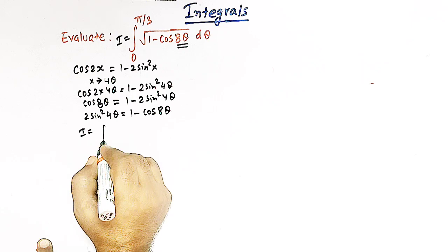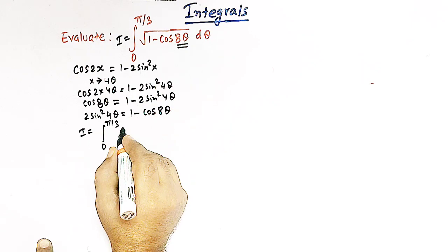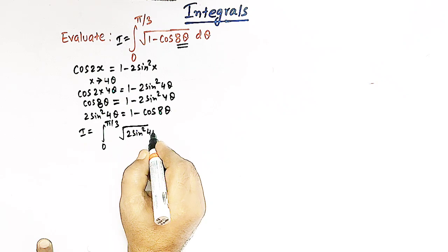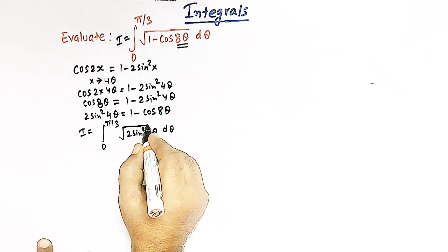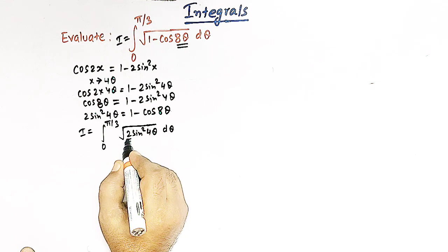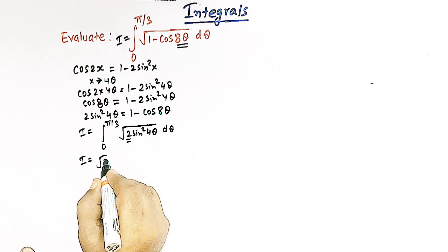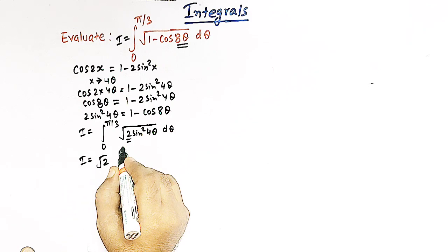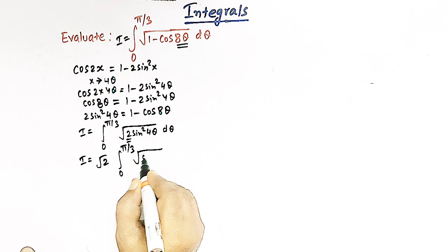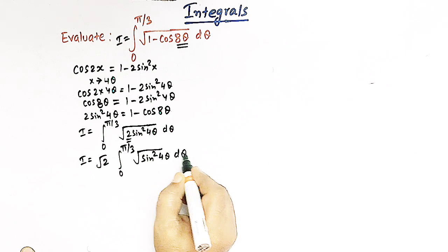So we have I equal to the integral from 0 to pi by 3 of square root of 2 sine square 4 theta d theta. Now here we can take square root of 2 outside the integral. So we have square root of 2, and here we have 0 to pi by 3, and square root of sine square 4 theta d theta.